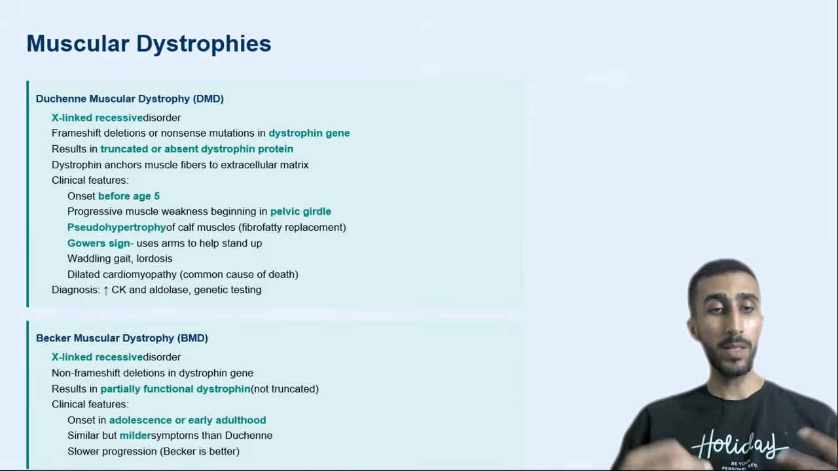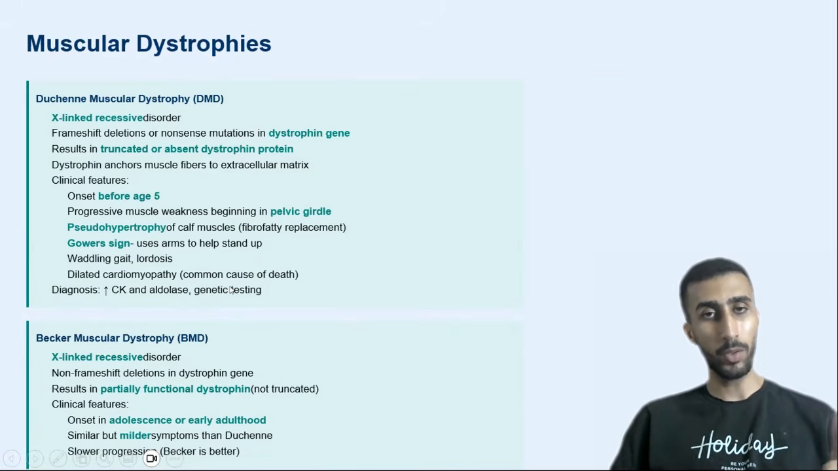So Gower sign means the usage of arms to stand up due to fibrofatty replacement or pseudohypertrophy of the calf muscles. There is a waddling gait and lordosis, and it is very high yield to know that the most common cause of death is dilated cardiomyopathy. These people have dilated cardiomyopathy.